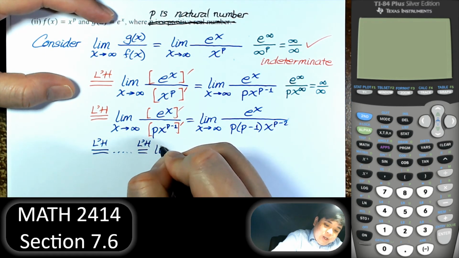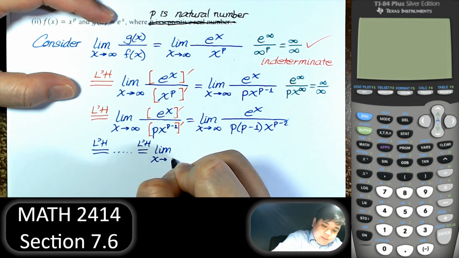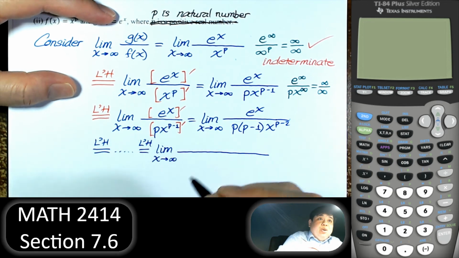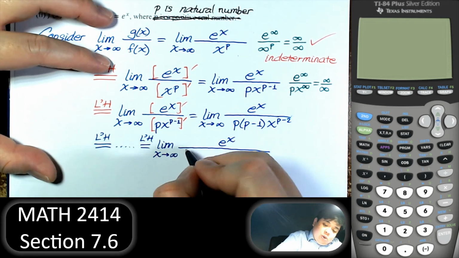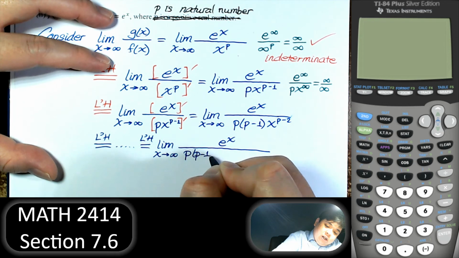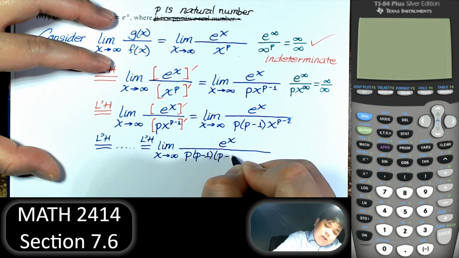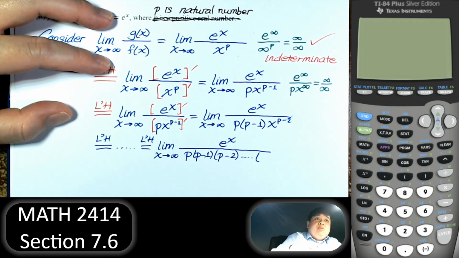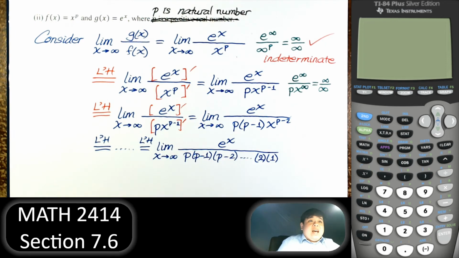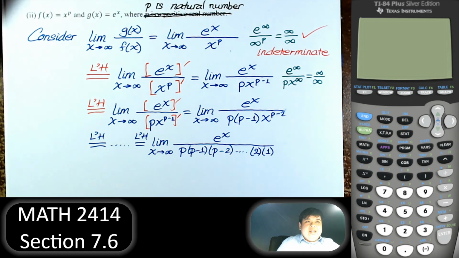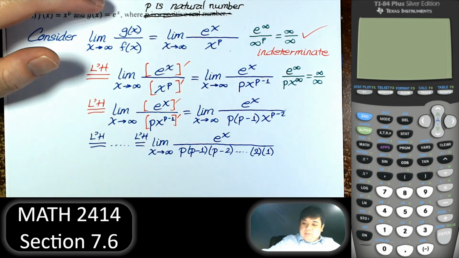When everything's settled, the top derivative of e to the x still remains e to the x, but the bottom, we start with p minus 1 and then p minus 2, and if we keep doing that, because it is a natural number, it will go to 2 and then 1. And what's that? We see this in college algebra and pre-calculus. So that is factorial.